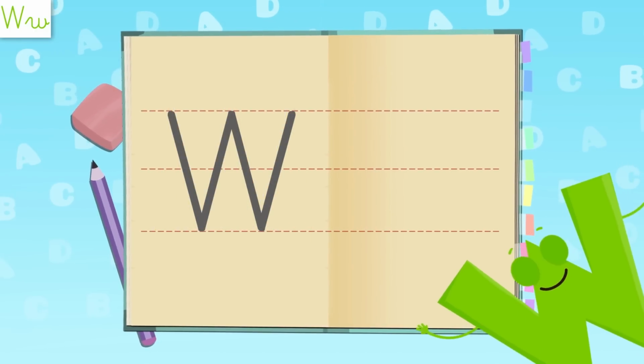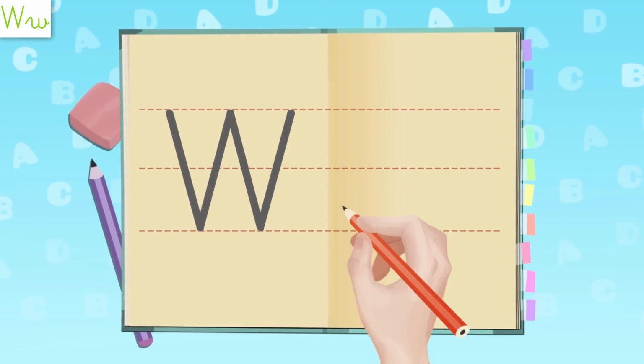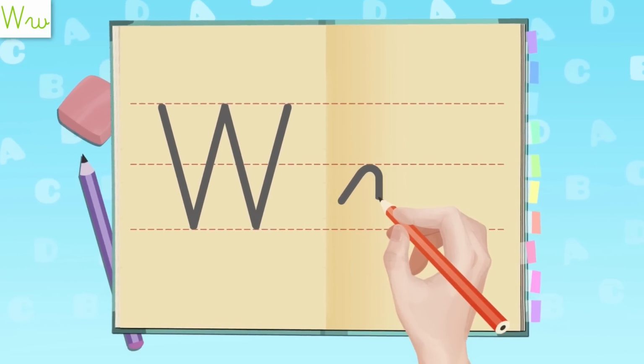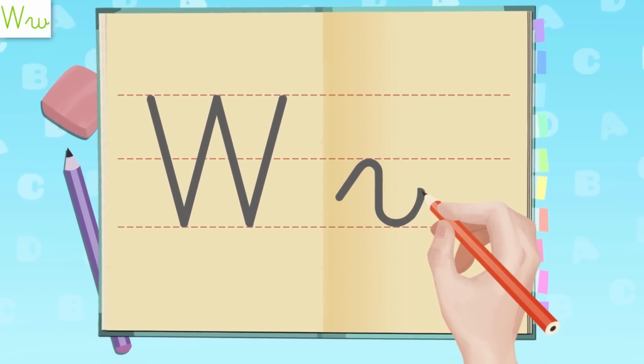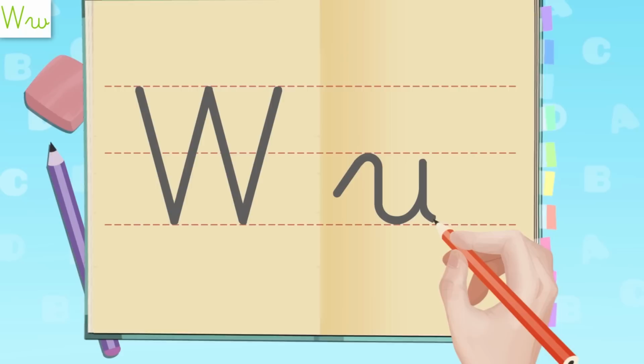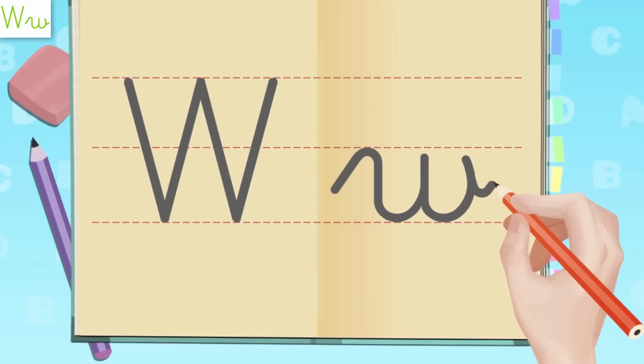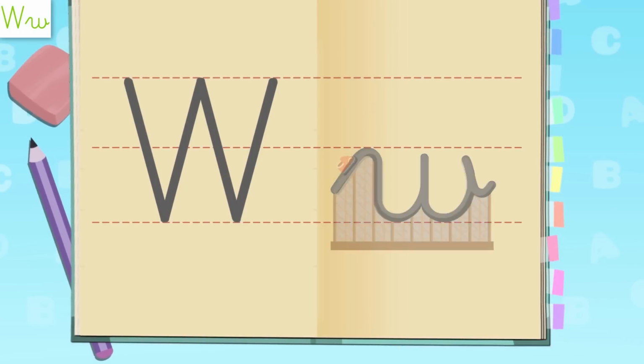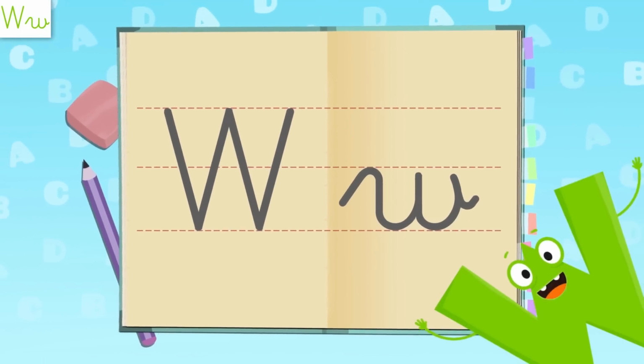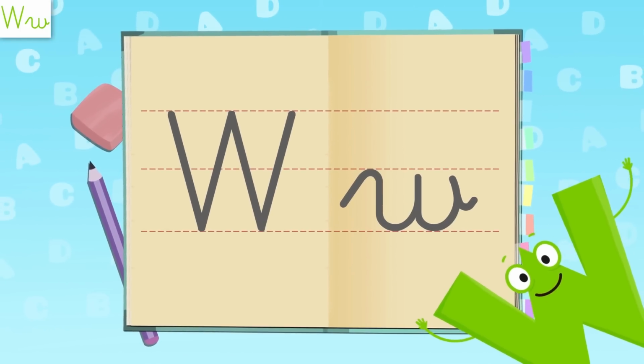Now let's try the smaller caps. We start here and curve up a bit, then down here and up again. We do the same again here and done! Whoa, that was a crazy ride! I look like a roller coaster! Try at home with pen and paper. It's super easy.